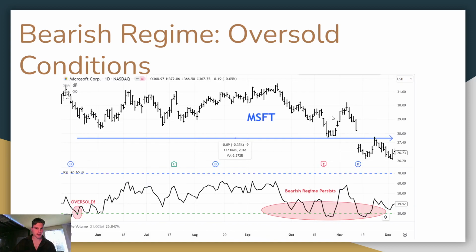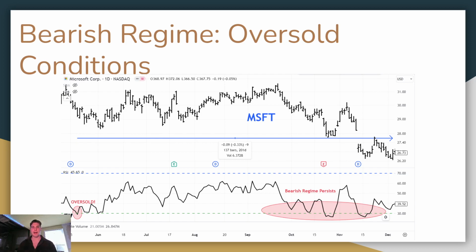And then finally, we have Microsoft. So this one hit oversold in late May, and then it pretty much just went sideways with a little bit more price action. So we hit a high of 31, and then we fell all the way down to 26. So this one lasted a lot longer than the other two we saw. Tesla lasted around 100 days. Google lasted around 40 days, but this one lasted 200 days.